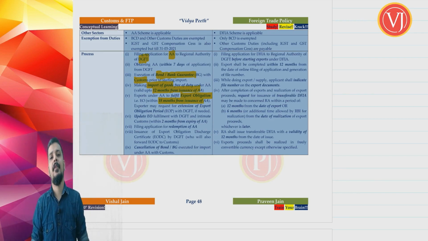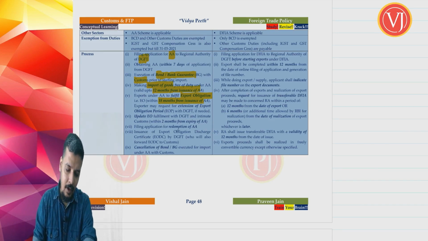Finally, when you prove your exports, you update these export obligations with your DGFT, and DGFT, friends, will give you the export obligation discharge certificate.